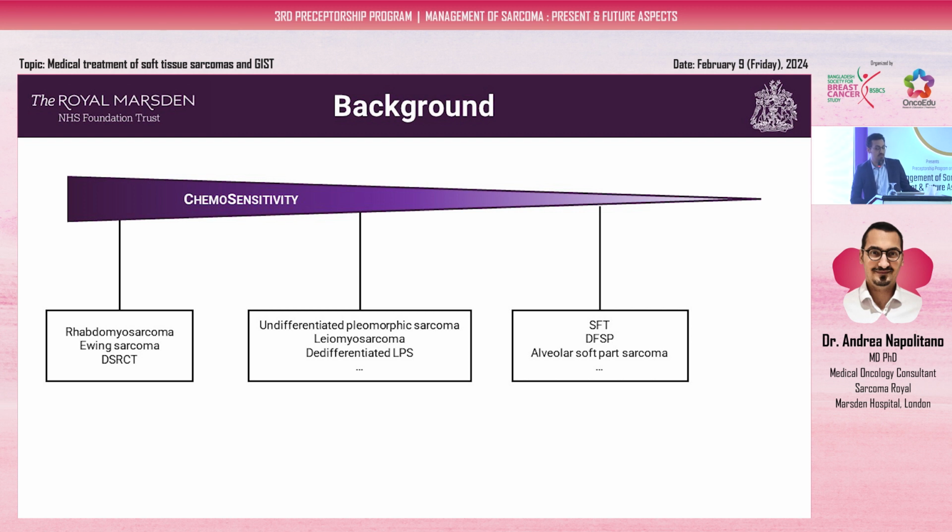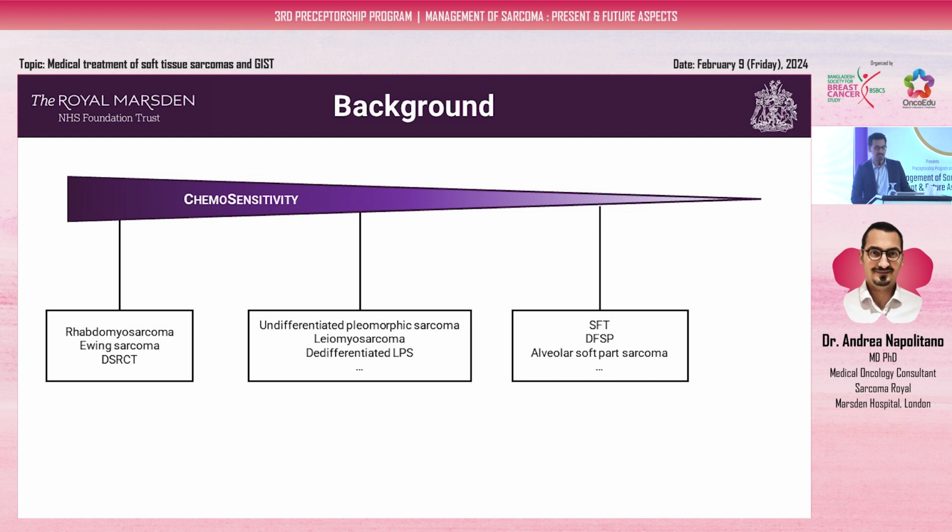For example, among the most chemosensitive histologies, we have all the tumors that belong to the small round cell family, for example rhabdomyosarcoma, Ewing sarcoma, desmoplastic small round cell tumor. Then we have intermediate sensitivity, like UPS, leiomyosarcoma, DDLPS. And then we have soft tissue sarcomas which are relatively chemoresistant, like solitary fibrous tumor, desmoplastic DFSP, and alveolar soft part sarcoma.